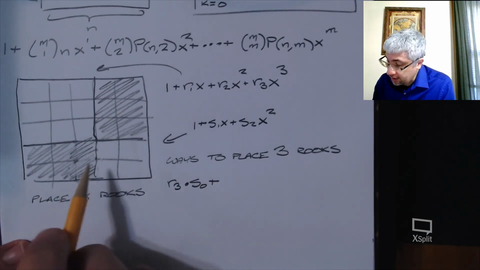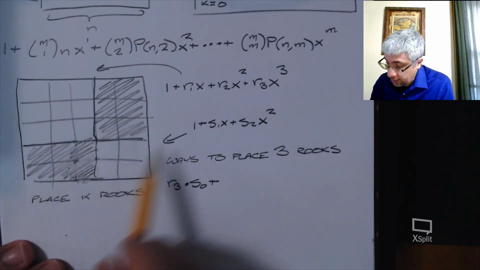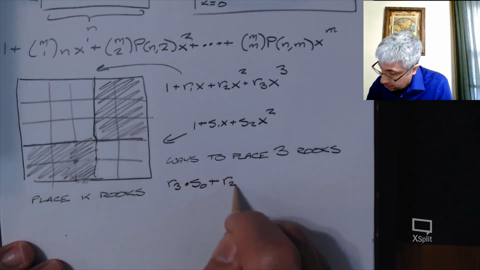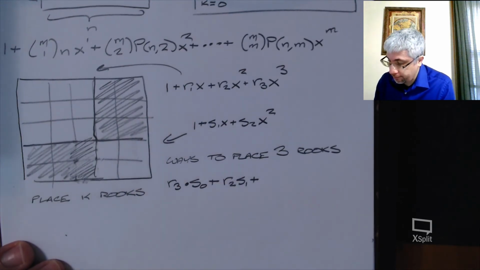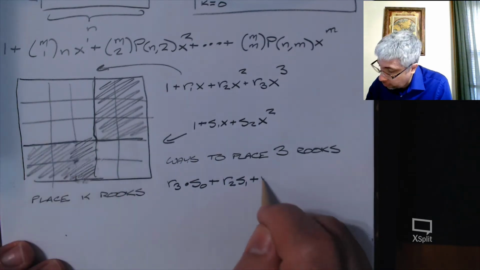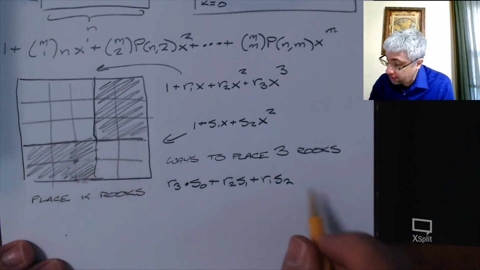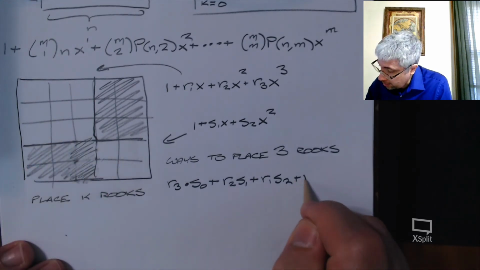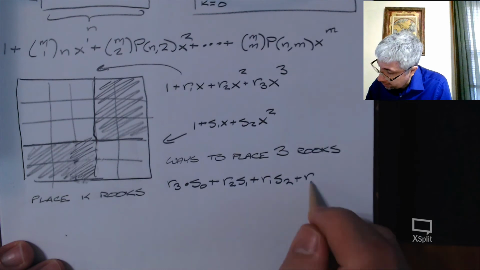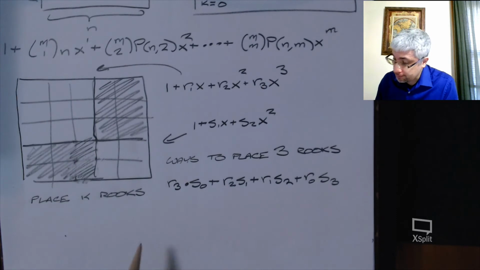Okay, how many ways could I now place 2 rooks here and 1 rook here? Well, that would be R2 times S1. Okay, well, how many ways could I place 1 rook here and 2 rooks here? Well, that's going to be R1 and S2. And I'll toss it in. How many ways could I place 0 rooks here and 3 rooks here? Well, that would be R0, S3. And I know this is 0 because S3 has to be 0.